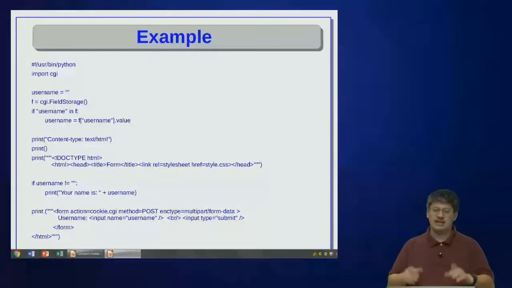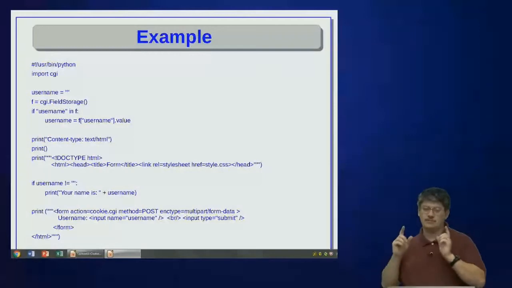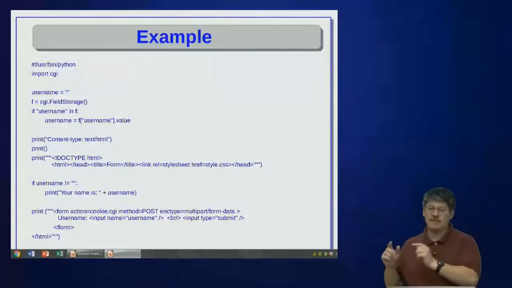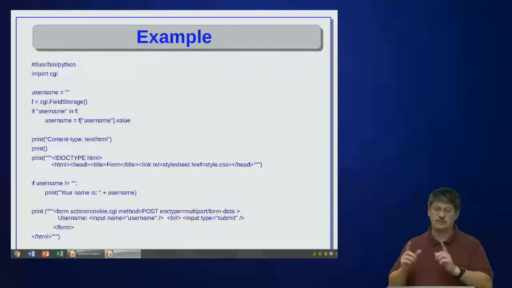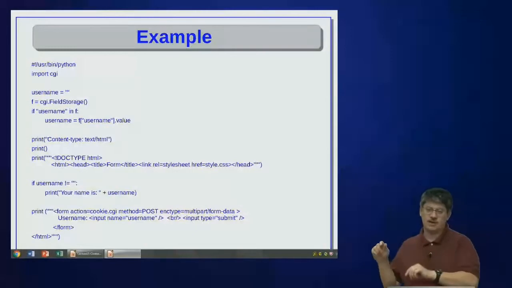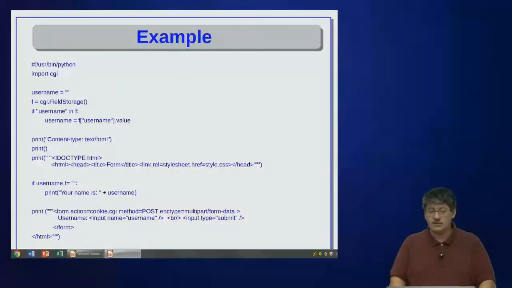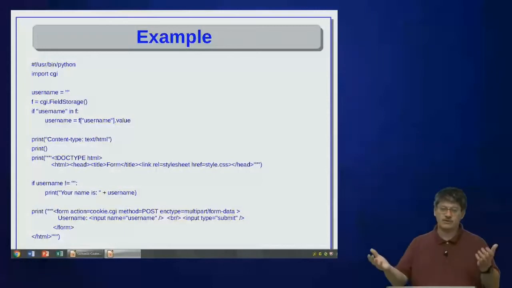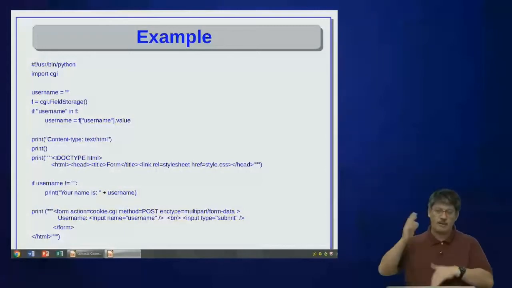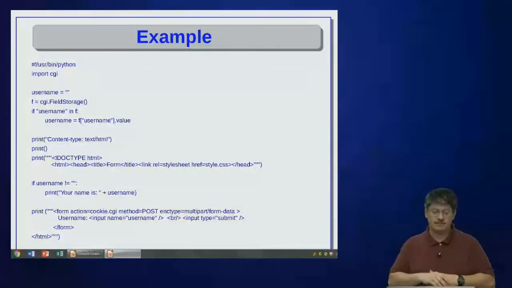So I can check if there's a form field named username with if username in f. And then I can say username gets f['username'].value. Another way I could do this is to use the getvalue function in the CGI FieldStorage object. Anyway, once I've retrieved the username, then I'm going to print out my web page. I print my content type header. I print a blank line. And then I print my web page.